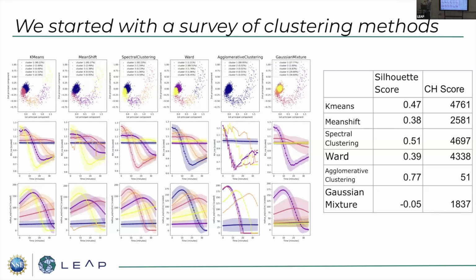Silhouette score ranges from -1 to 1. The higher the value, the better. If it's above 0.5, it's considered pretty good clustering. CH score is a little more complicated. There's no threshold that CH score could reach which denotes a good clustering. But generally higher is better, and it's useful to compare across similar clustering methods to see how they compare against each other. So that was the initial results.